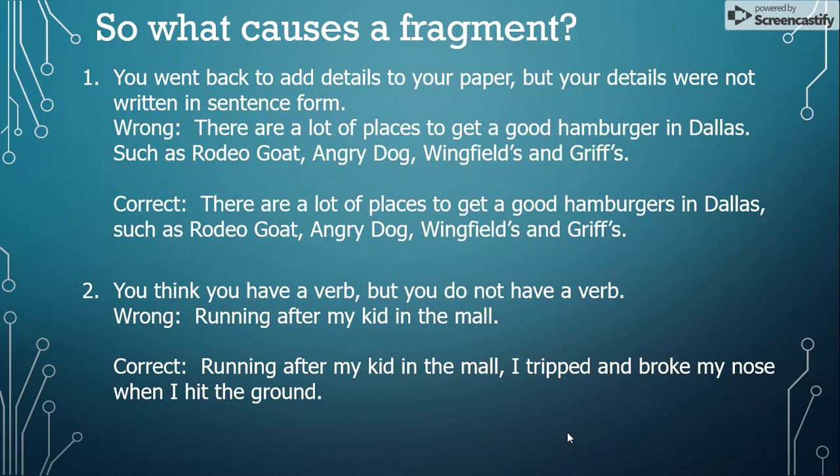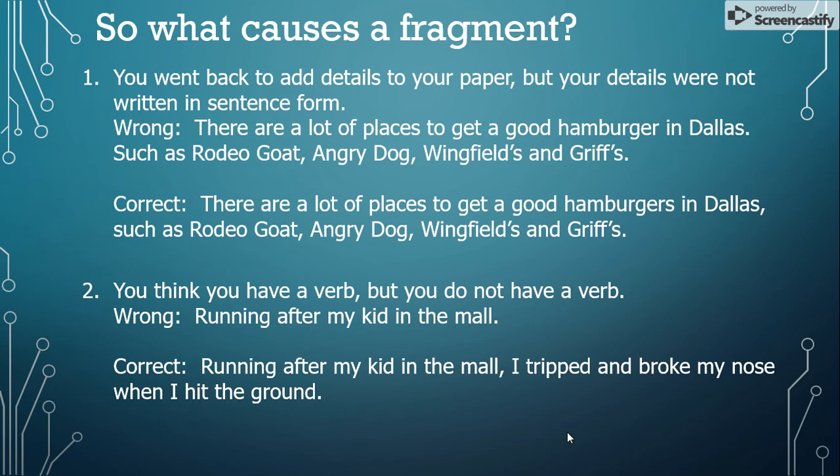And you see here in your wrong example, our original sentence was, there are a lot of good places to get a good hamburger in Dallas. So during the revising stage, we thought we might list out a couple of those places that a person can go. But you see here in that wrong example, there is no verb in that sentence. And so even though it looks like a sentence on your screen, it's missing our verb. So we would need to go back and add in our verb, or we would need to find a way to attach it to the sentence that we are adding information about here.